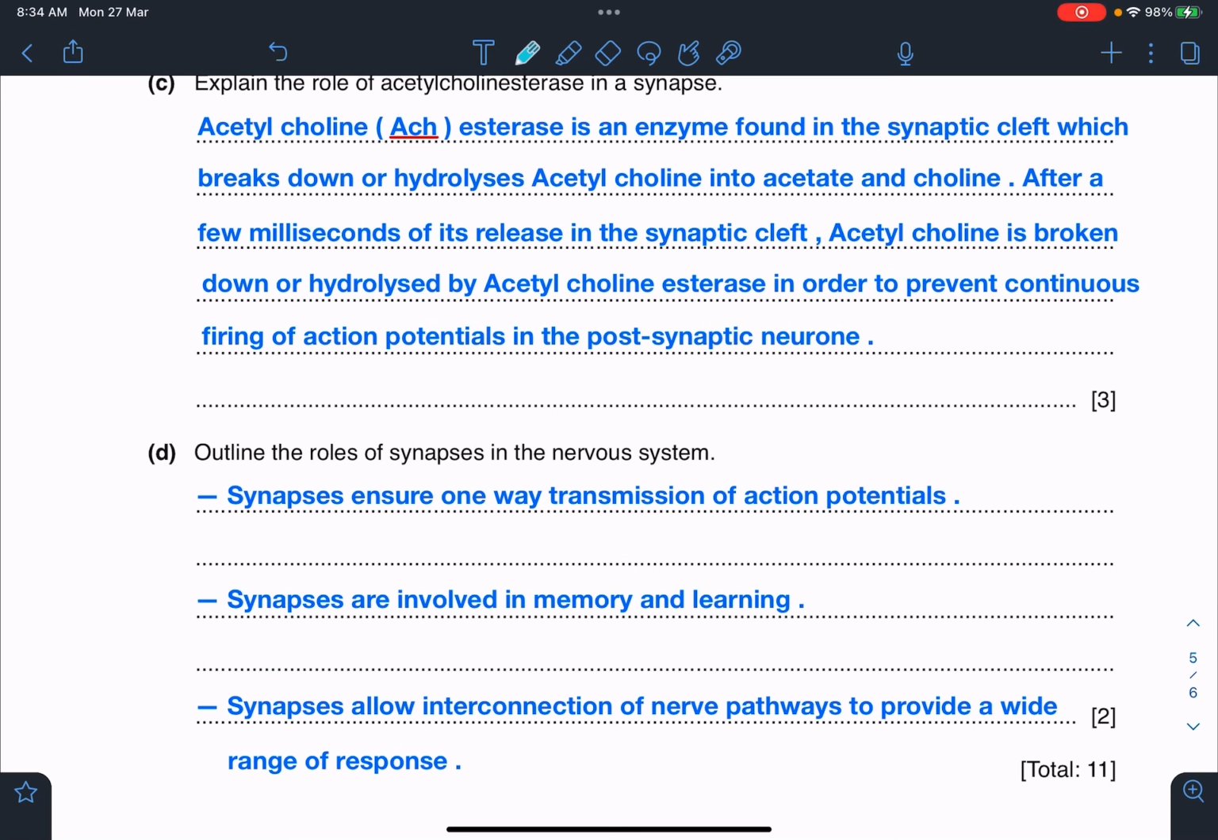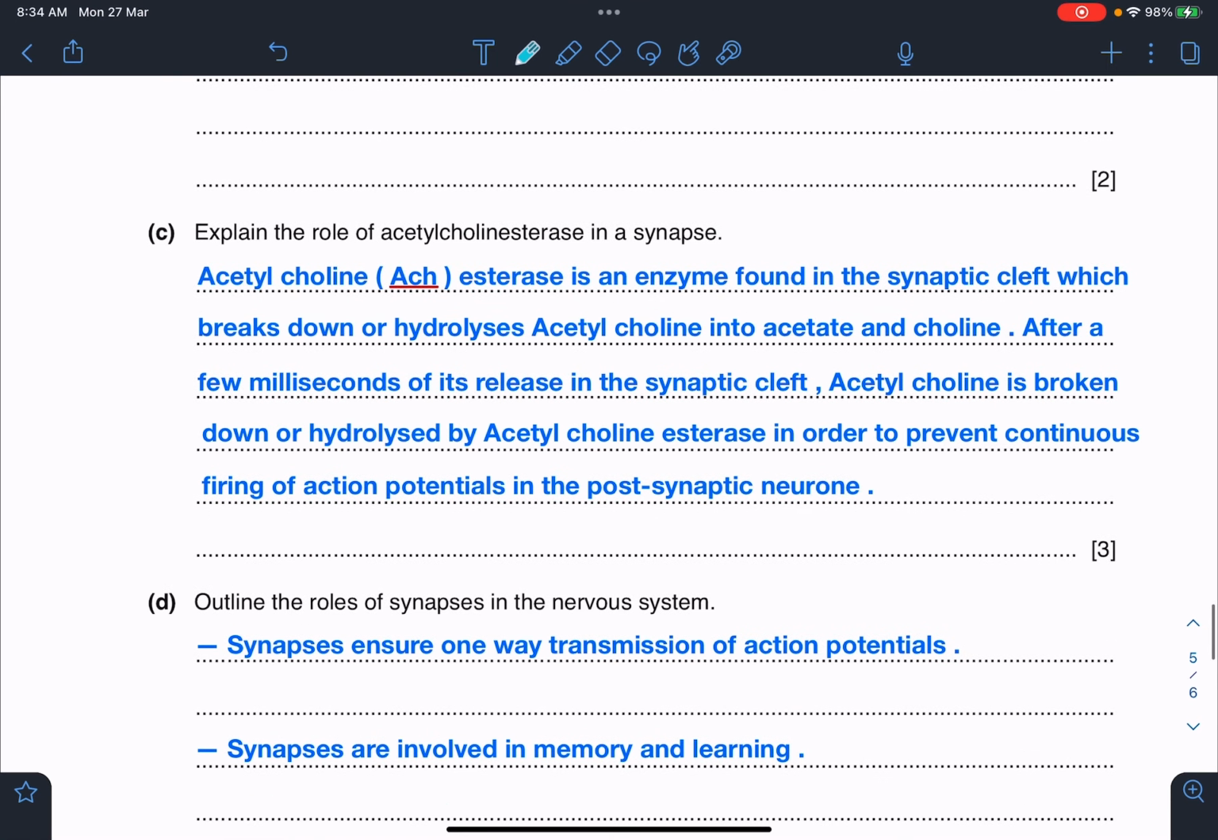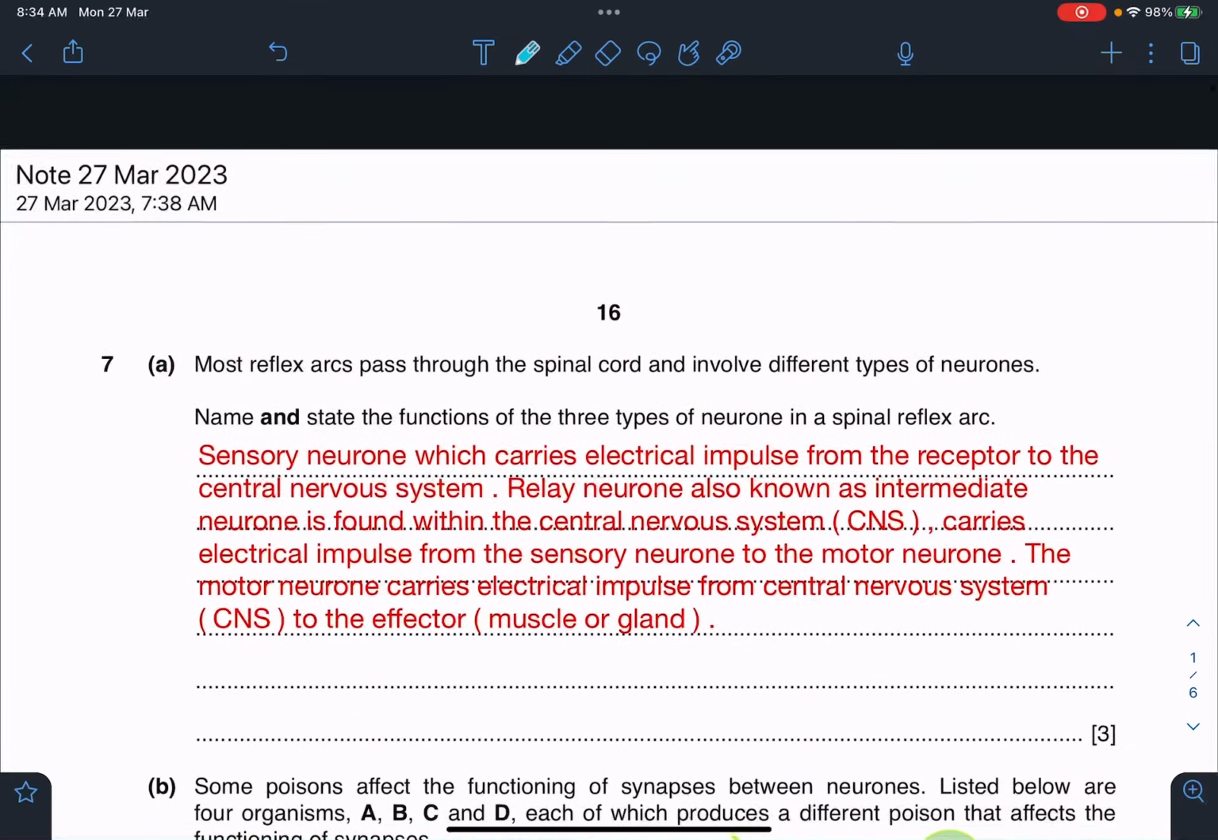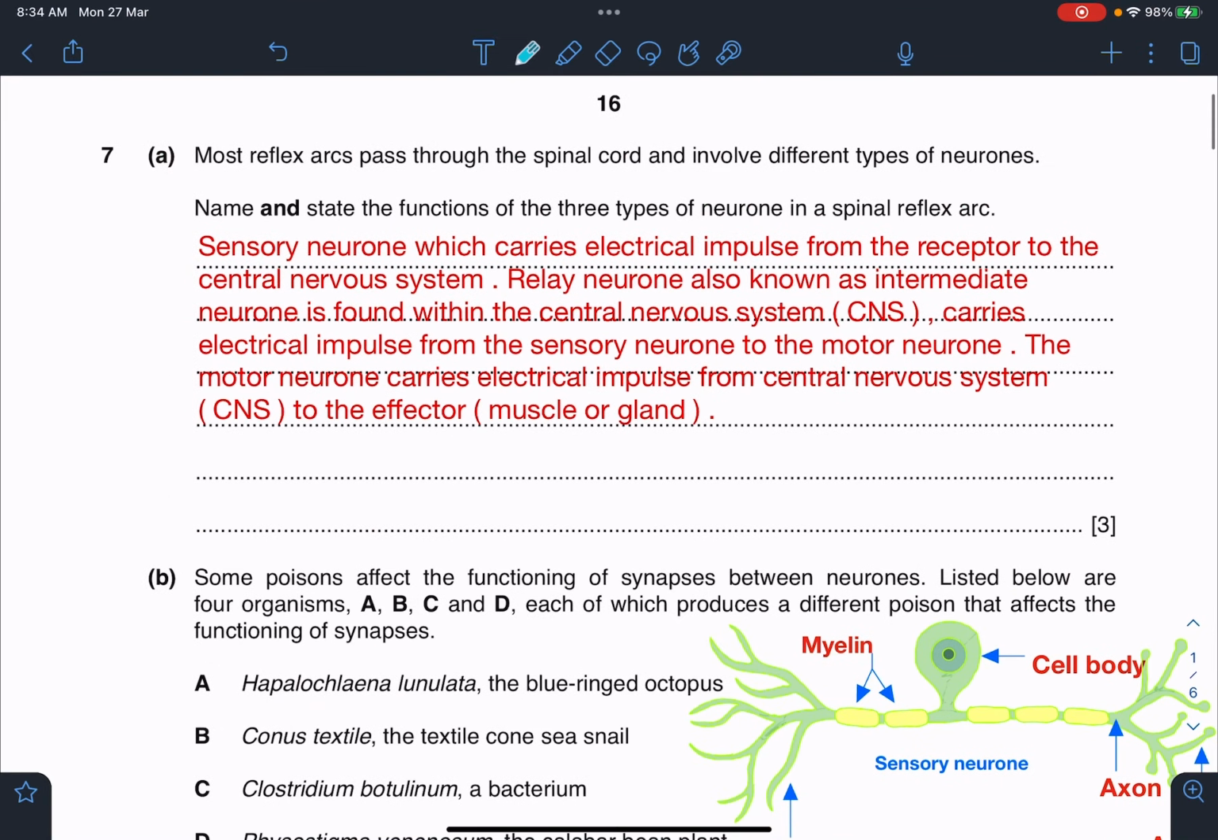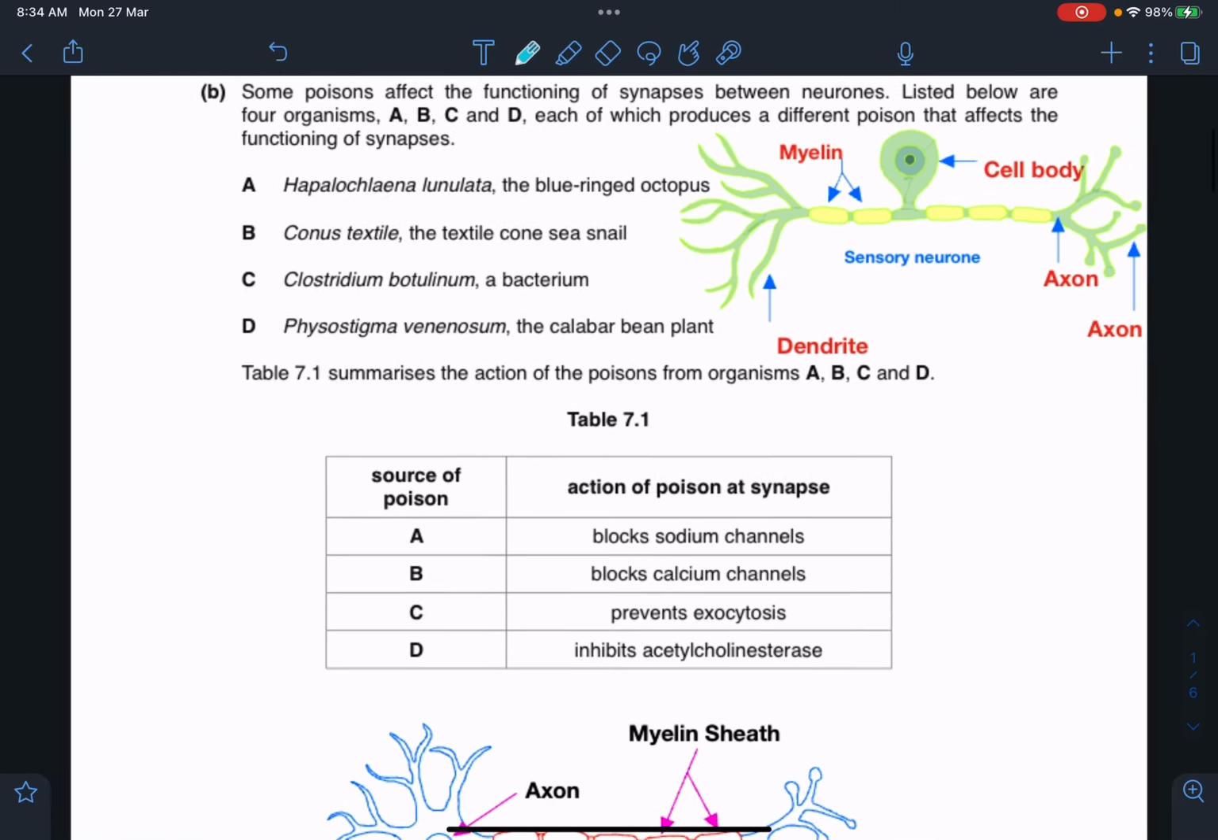I will just go back up so you can take a screenshot. I'll just zoom out for you guys.